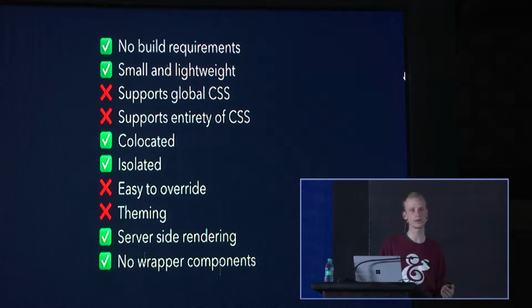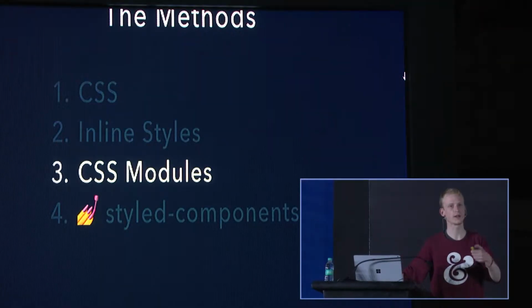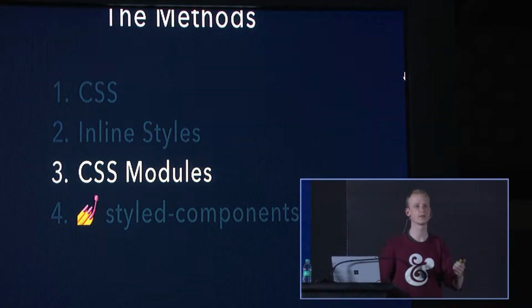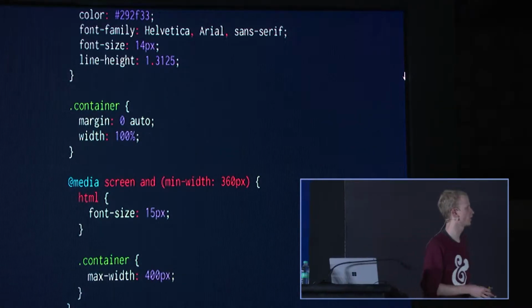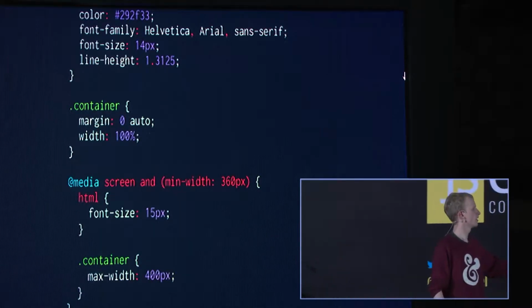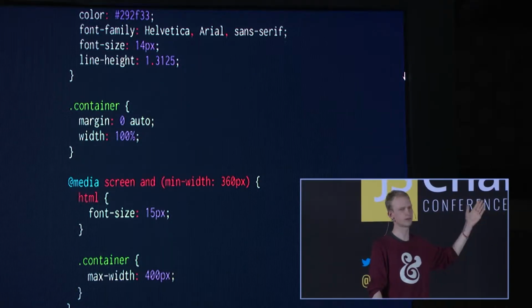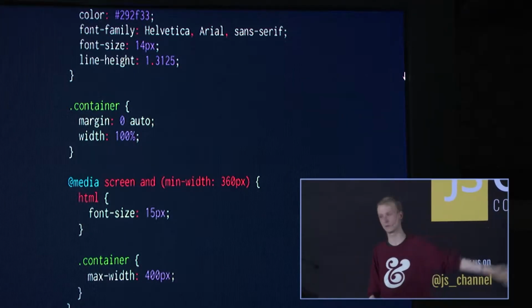One of the big ones that came out was CSS modules. What CSS modules does is it allows you to write standard CSS, but then scopes it to a specific component. So if we look at the code for CSS modules, this looks oddly familiar, right? CSS modules looks just like vanilla CSS. There's nothing special going on. You're literally just writing CSS.